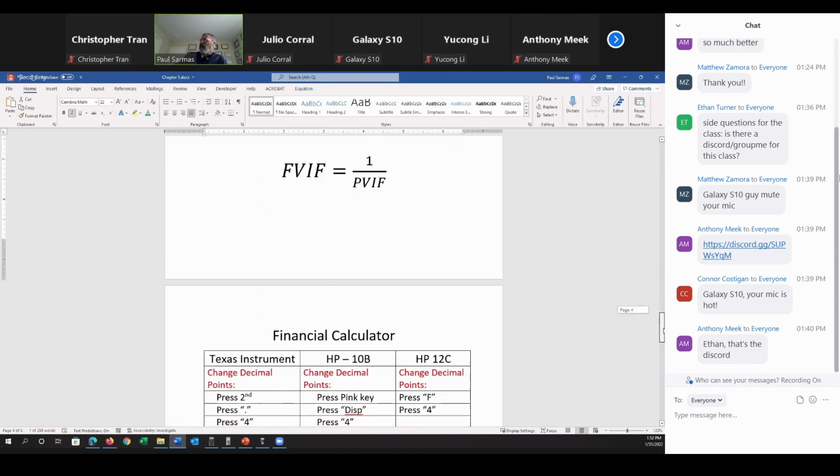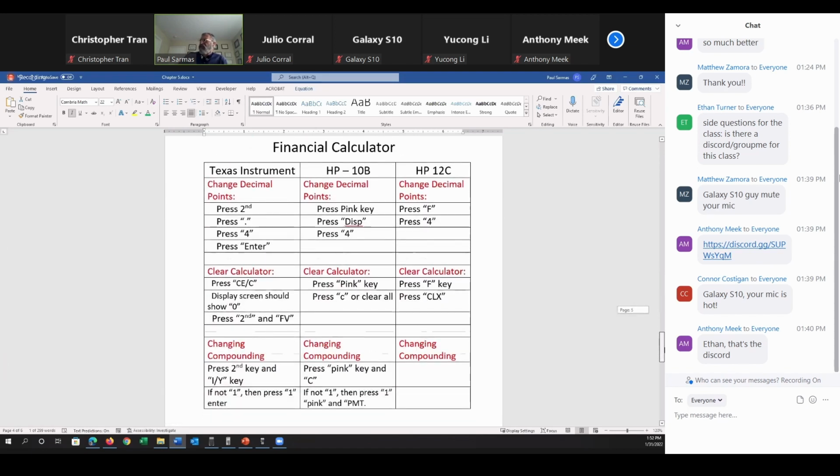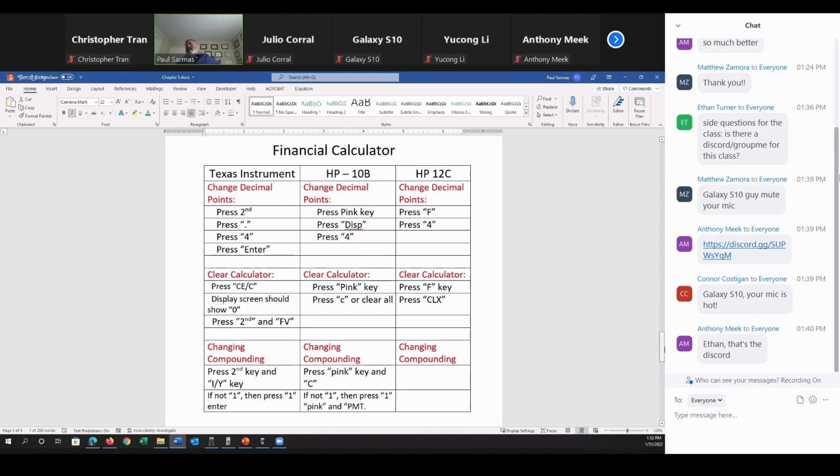So don't worry about going to the back of the table for calculations. You will use a financial calculator. What you see, the table you see on the screen, you don't have to worry about writing it down. Don't write it down. It's a pain in the neck. You want to take a snapshot of it, that's fine. But I have it available to you on Canvas.